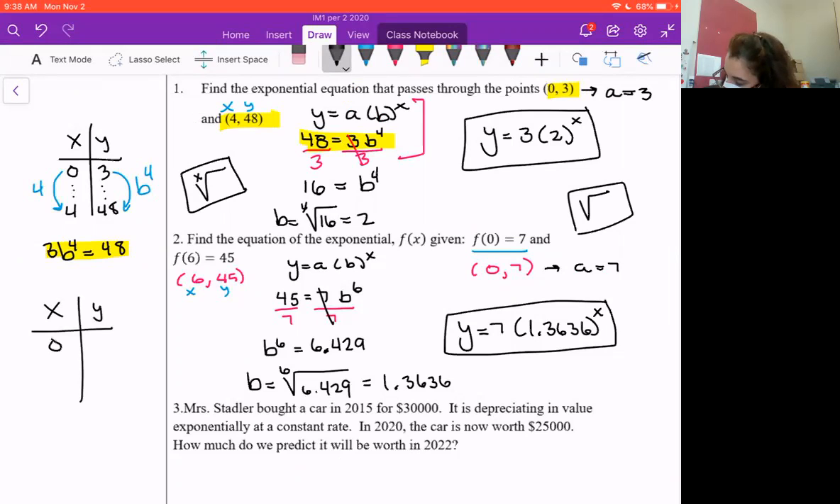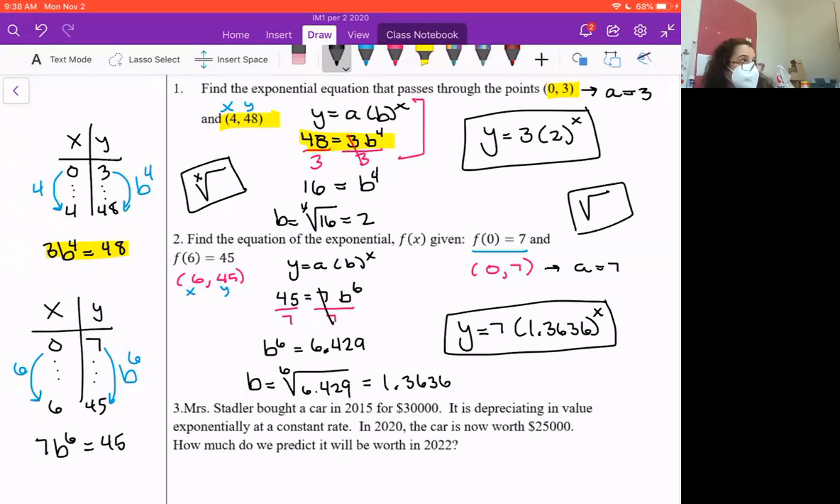First point is 0, 7, and then we got a bunch of spaces, and then we get down to 6 and 45. So you say, well, how do I do that? Well, I go 6 spaces over here, which means I have to multiply by B 6 times. So that means I start at 7. I multiply it by B 6 times, and then I get to 45. And that's the same equation that I had right here. So you end up with the same equation either way.